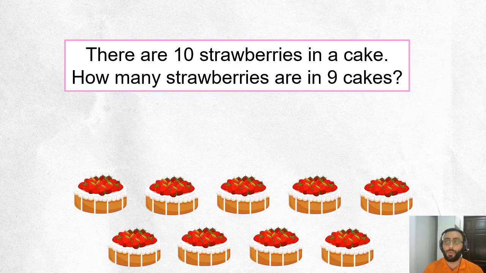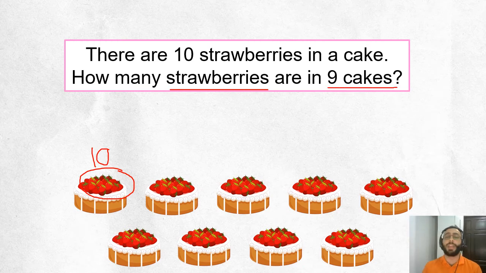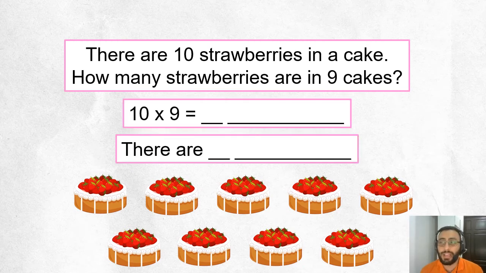And another example we did was this one. There are 10 strawberries in a cake. So 10 strawberries on one cake. So we want to know how many strawberries are in 9 cakes. So we say 10 times 9 or 9 times 10. Doesn't matter. The answer is 90 what? Strawberries. Very good.